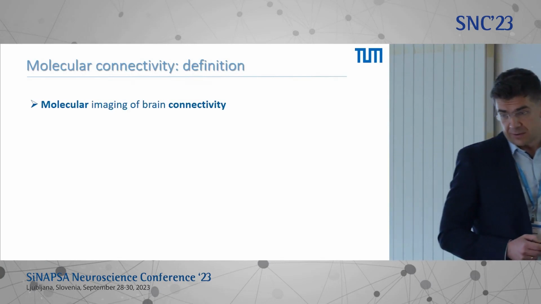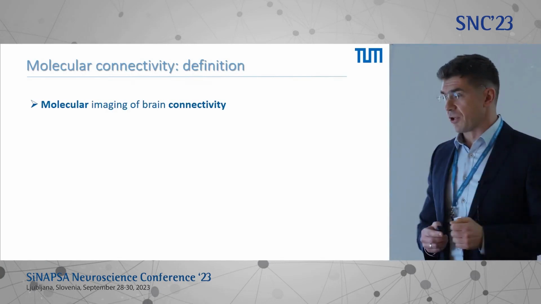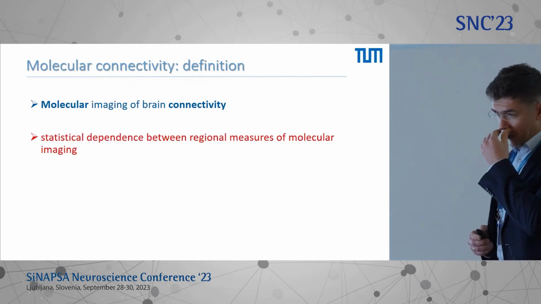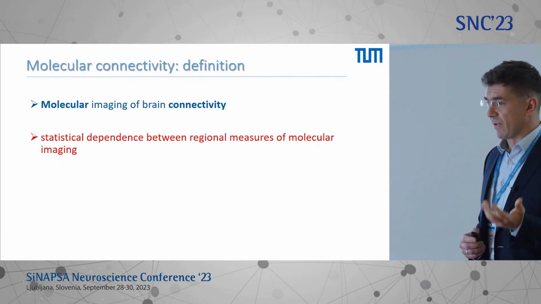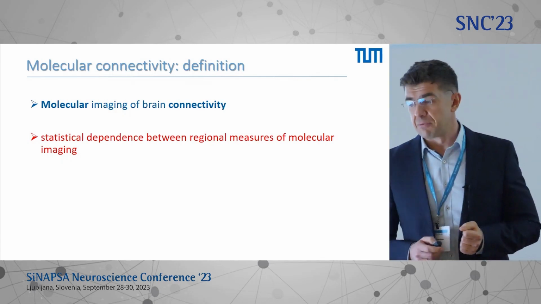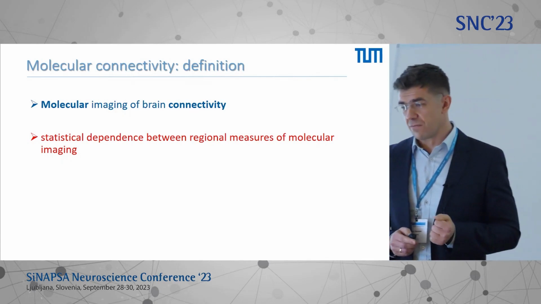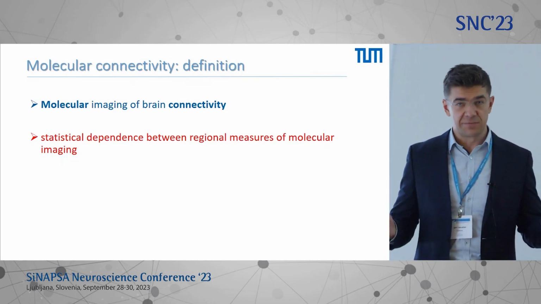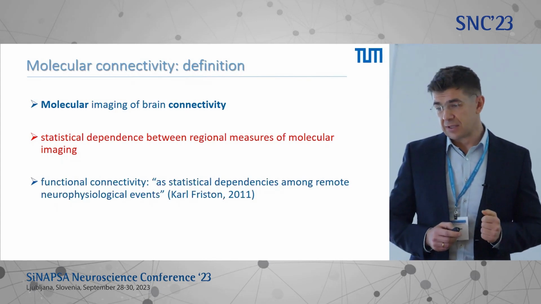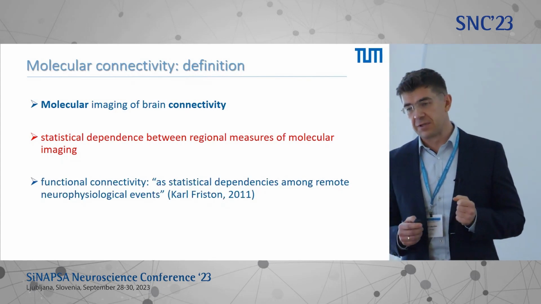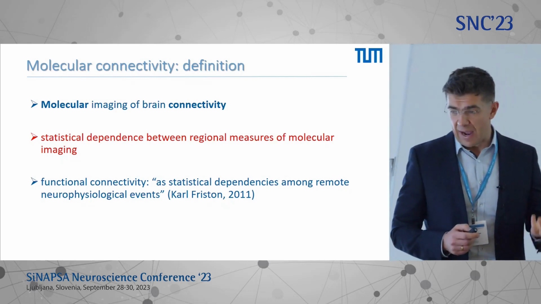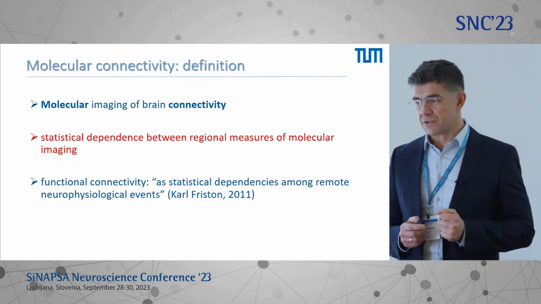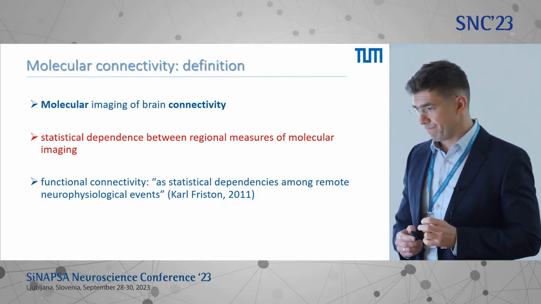What is molecular connectivity? Molecular imaging of brain connectivity. I would define it as a statistical dependence between regional measures of molecular imaging. It's a wide definition, yes, and it echoes the definition by Karl Friston, who defined functional connectivity as statistical dependencies among remote neurophysiological events.